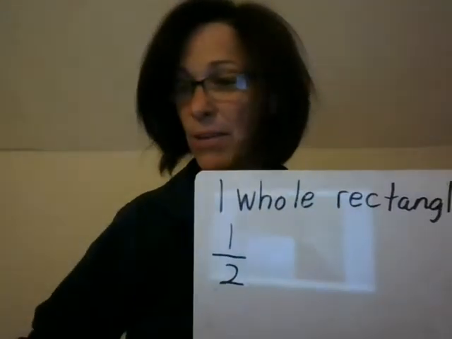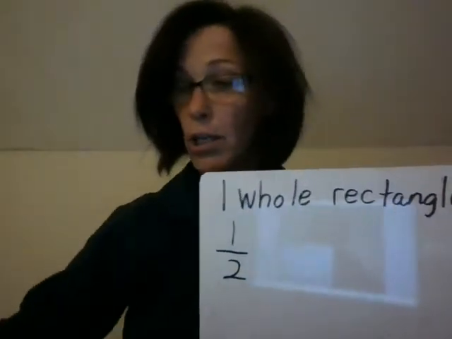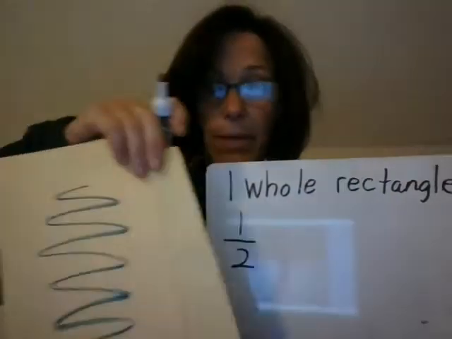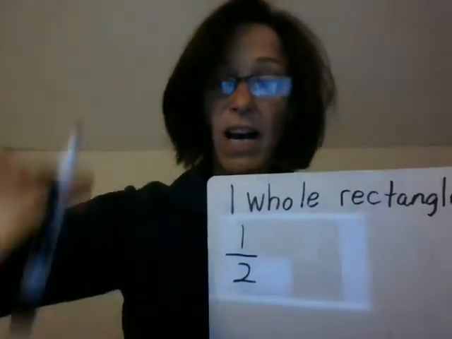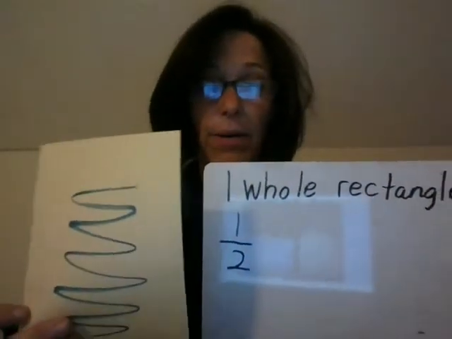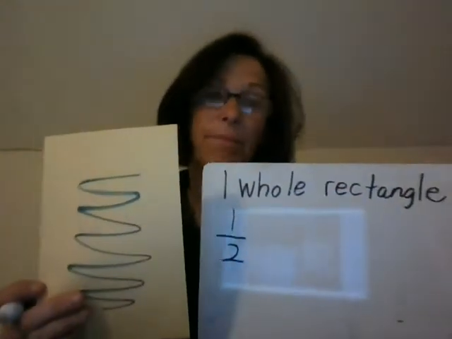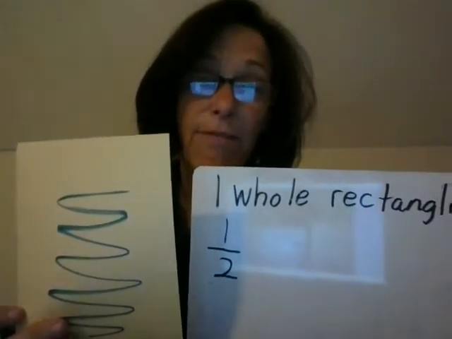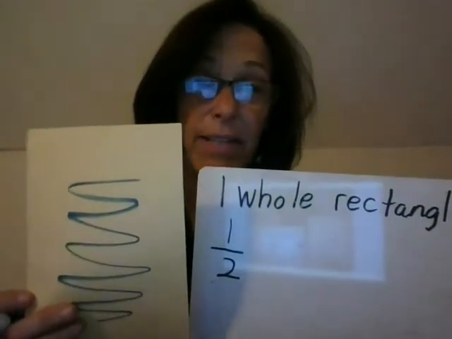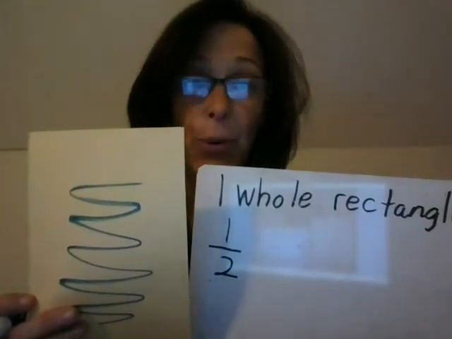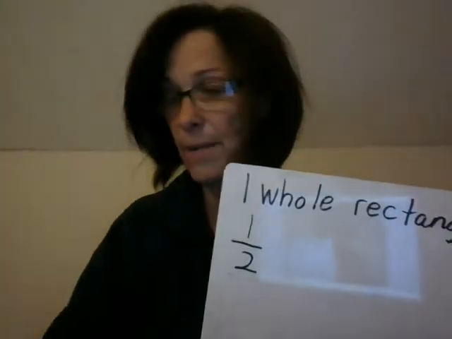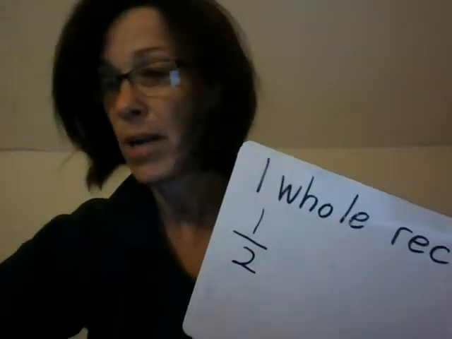Okay, and we started with 1 whole. I cut it into 2 parts, which is my bottom number. And then I colored 1 part of my rectangle. So a half of my rectangle, or 1 part of 2, is colored. Okay, beautiful.